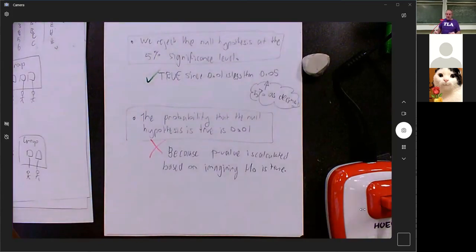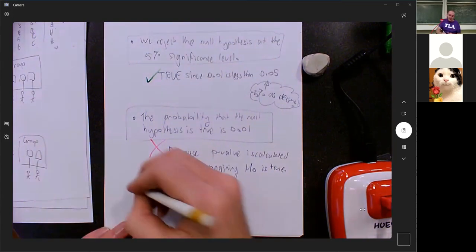So any statement about the probability of the null hypothesis or the probability of the alternative hypothesis is always not valid. You just can't say it. And the other thing to know is that in statistics, you never know if the null hypothesis is really true or not. You never know for sure. You never even know the probability of it, at least in this kind of statistics. There are other kinds of statistics where you're allowed to say that sort of thing.